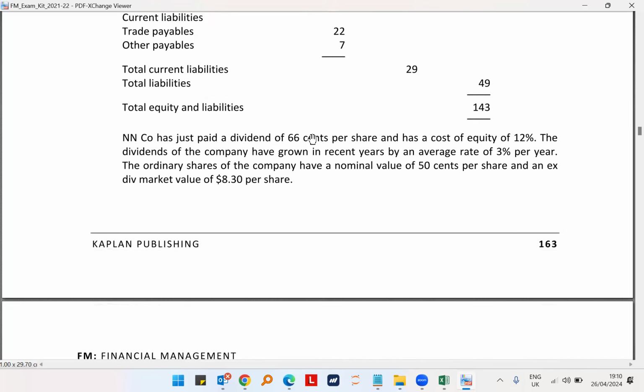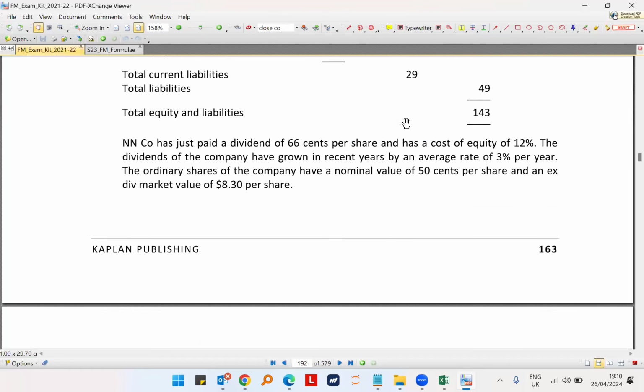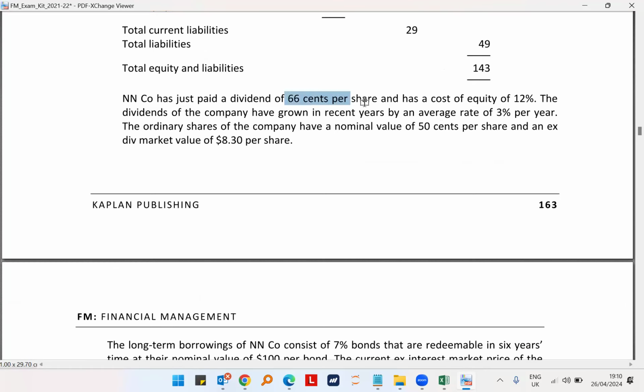Now, of course, they're saying that NN has just paid a dividend of 66 cents per share, and its cost of equity is 12%. The dividend of the company has grown in recent years by an average of 3% per year. So they have given us the growth. Ordinary shares have a nominal value of 50 cents per share and an ex-div market value of 8.3 per share.